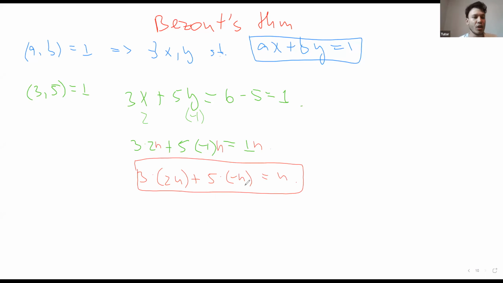So the theorem says that as long as A and B are good to each other, or 3 and 5 are good to each other, I can always find x and y that give me 1. So when I combine them with A and B, I can always find some multiple of A with some multiple of B to give me 1. So let's try and prove it. Let me write this again.